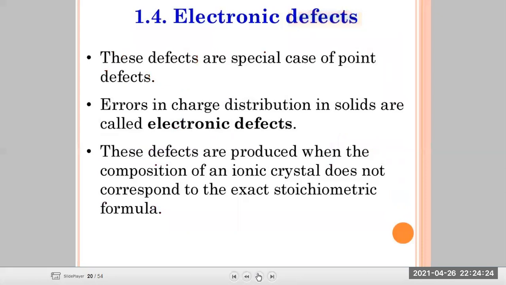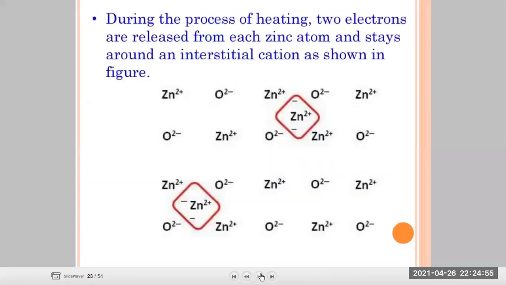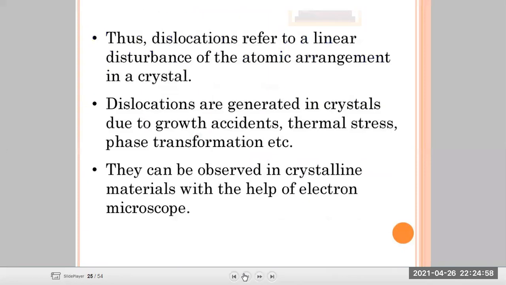So what is the meaning of electronic defect? Errors in the charge distribution. Just now we had plus, minus, cation, anion. So an error in this particular charge distribution in a solid is called an electronic defect. These defects are produced when the composition of the ionic crystal doesn't correspond to the exact stoichiometric formula, which you studied in intermediate. When we talk about this, we are not dealing with stoichiometry anymore.